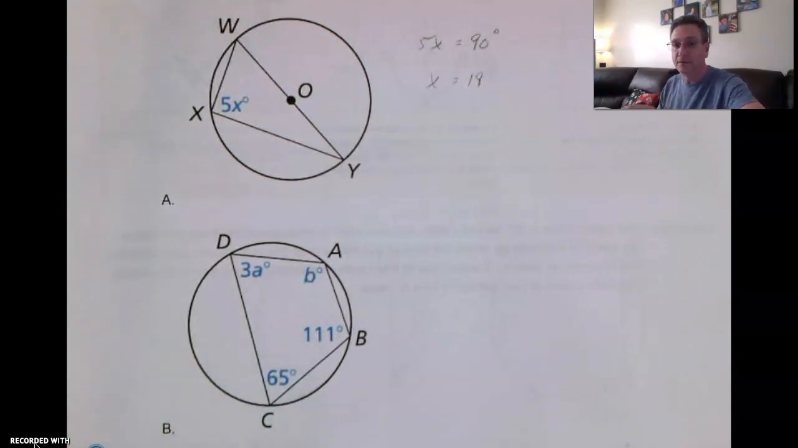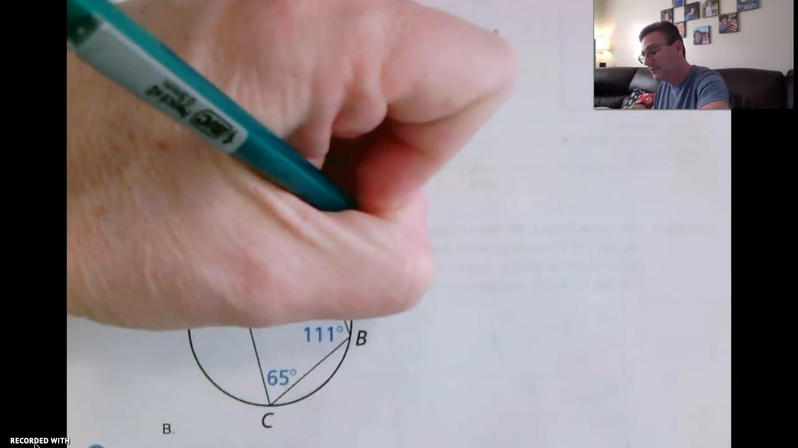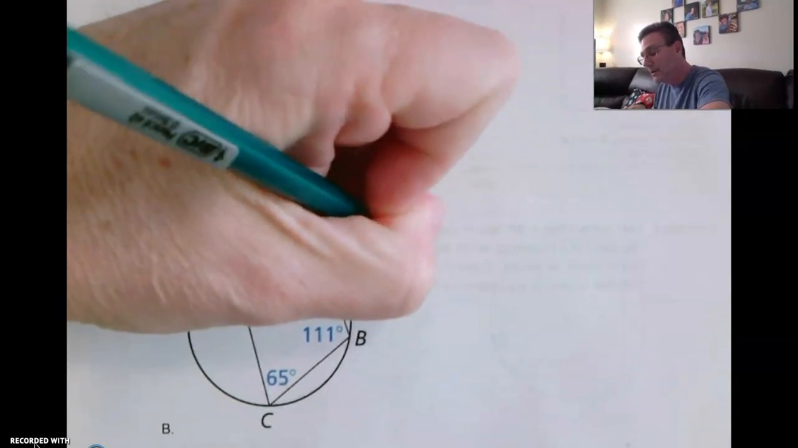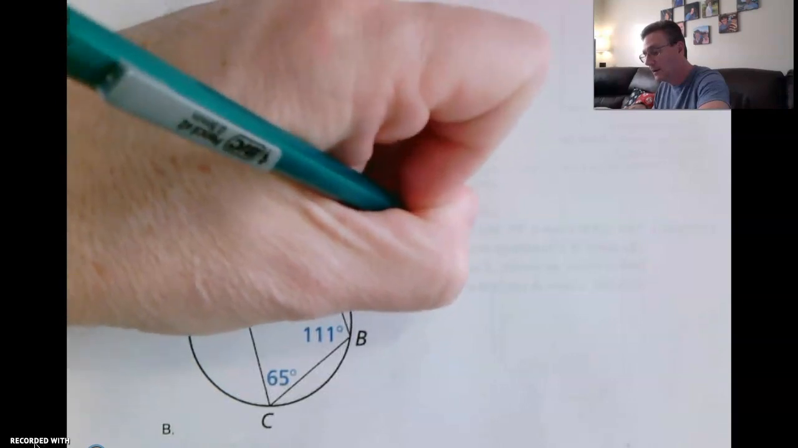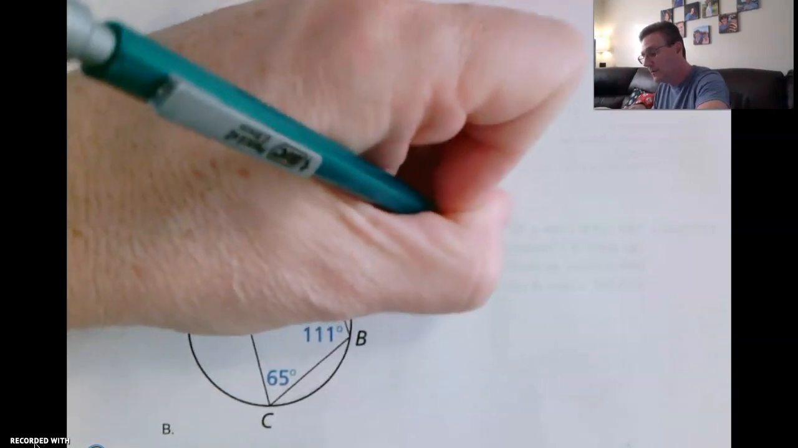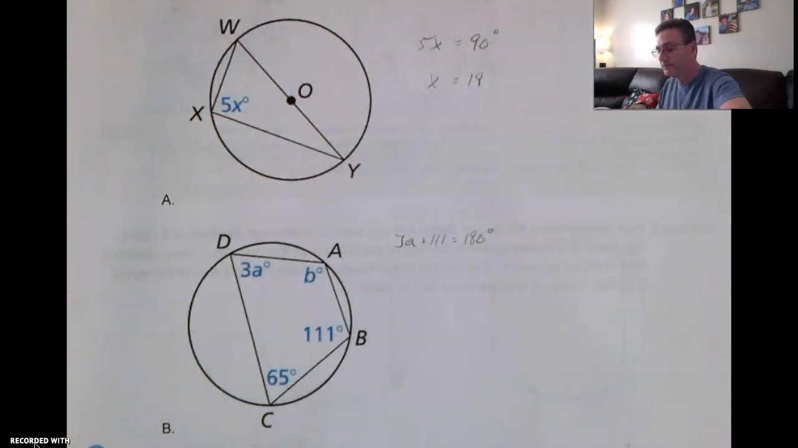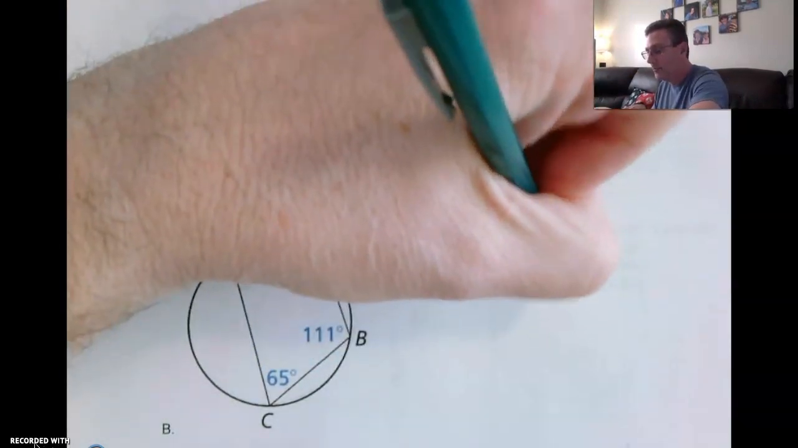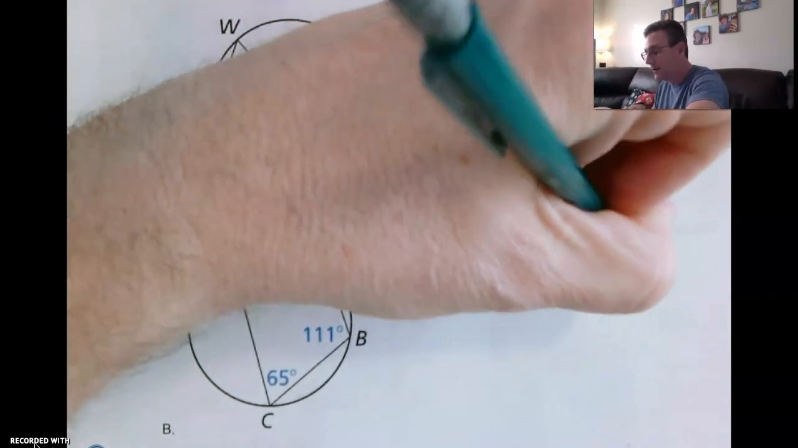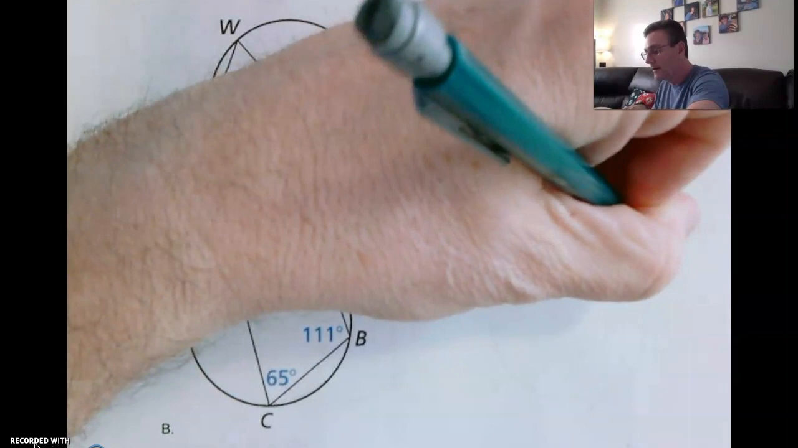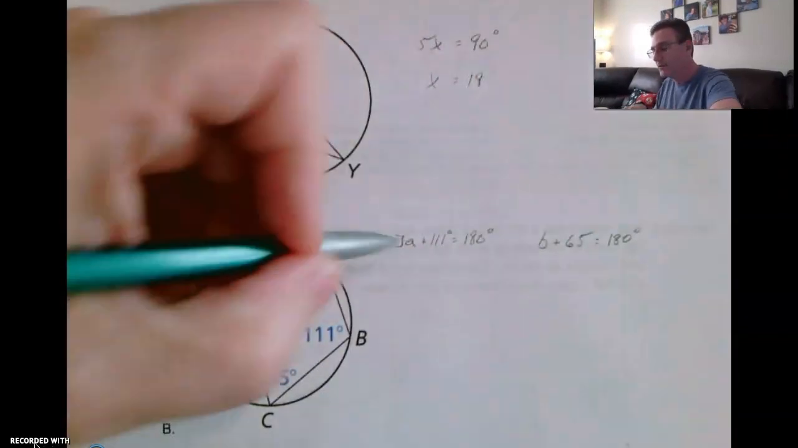So opposite angles of a quadrilateral are supplementary, which leads us to 3a plus 111 equals 180 degrees, and b plus 65 equals 180 degrees. Solve each of these.